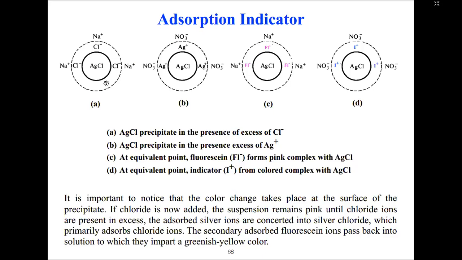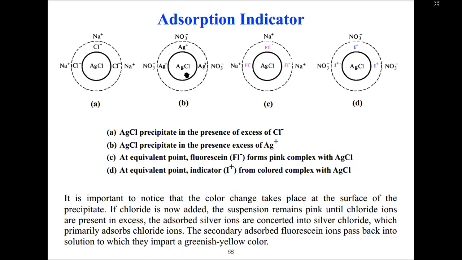So one more time. In A, the primary layer is the negative ion, so the secondary layer will be the positive ion. And the negative ion is the primary layer because chloride is also one of the ions of the PPT. In B, the positive ion is the primary layer because silver is also one of the ions of the PPT. In A, chloride is in excess. In B, silver is in excess. In A, all the silver ion is used up. In B, all the chloride ion is used up.